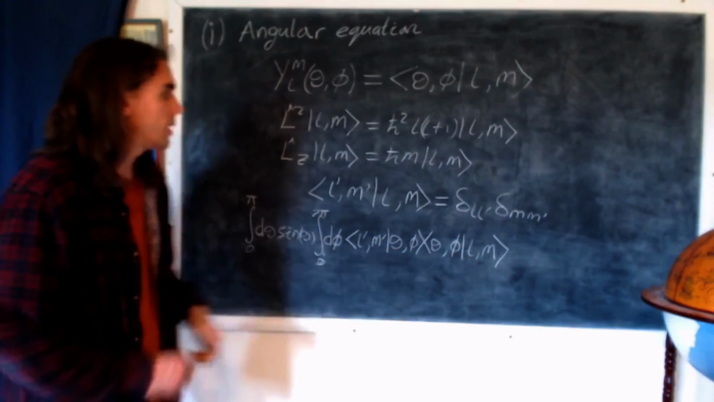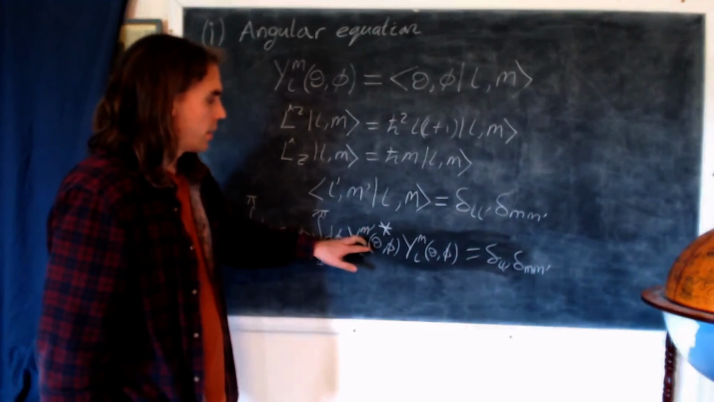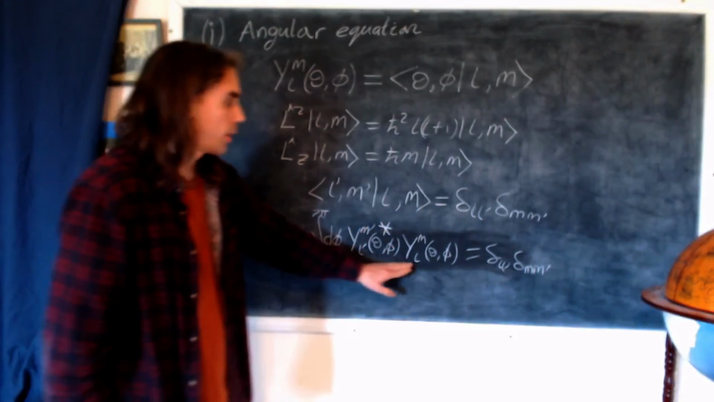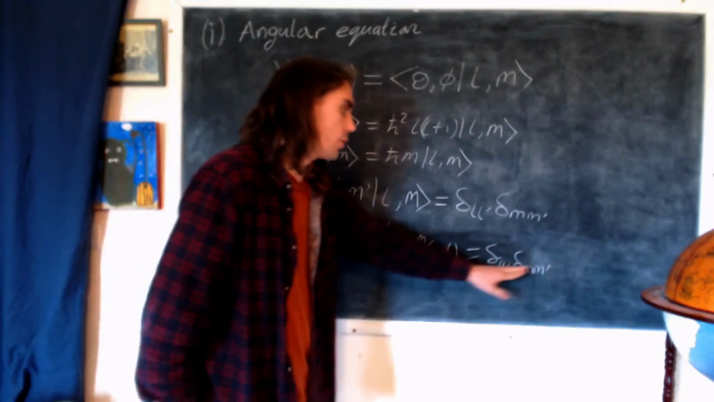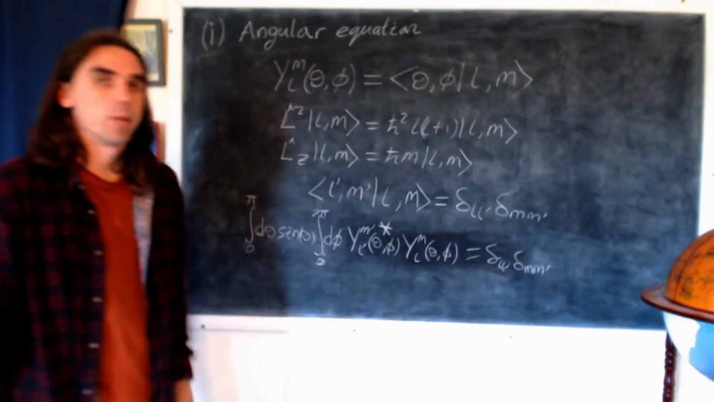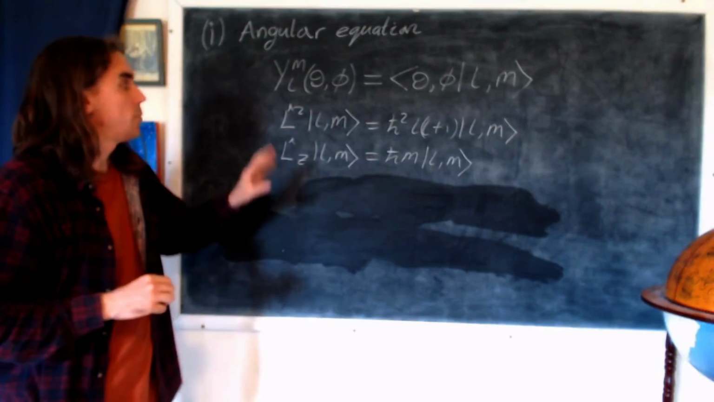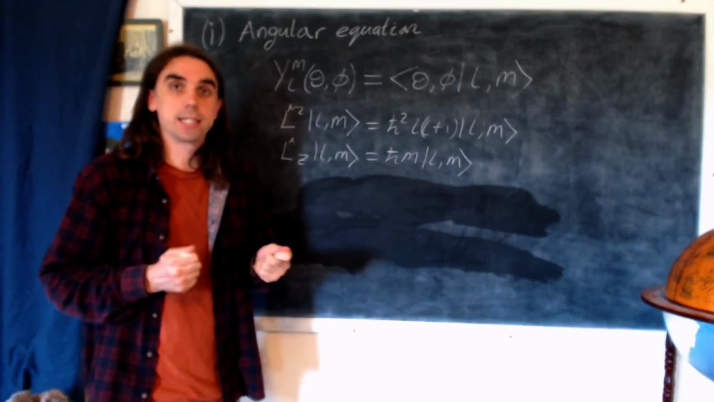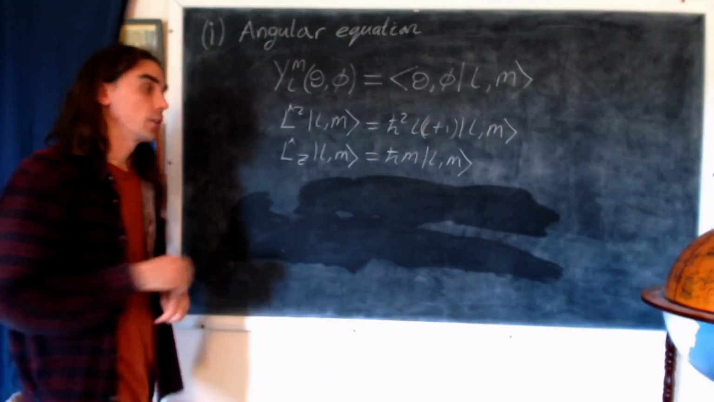And so these take the form Y_L'^M' of theta and phi starred, because this is now a complex function, multiplying Y_L^M of theta and phi, integrated over the volume element, and we get these two Kronecker deltas for L L prime and M M prime. So we've shown that Y_L^M, the spherical harmonics, form an orthonormal basis, and in fact additionally they form a complete orthonormal basis, meaning we can write any function of this form.